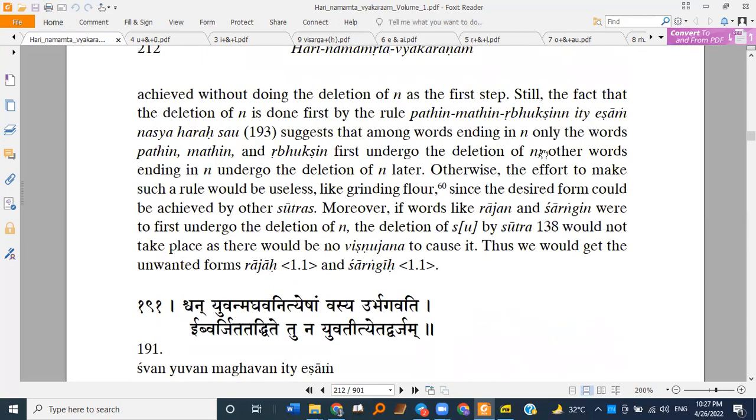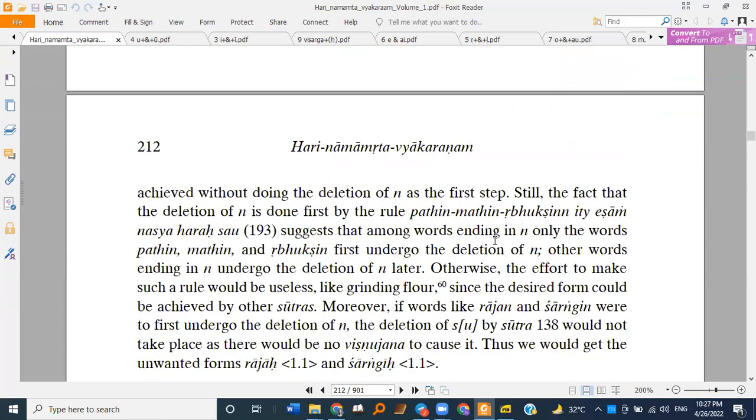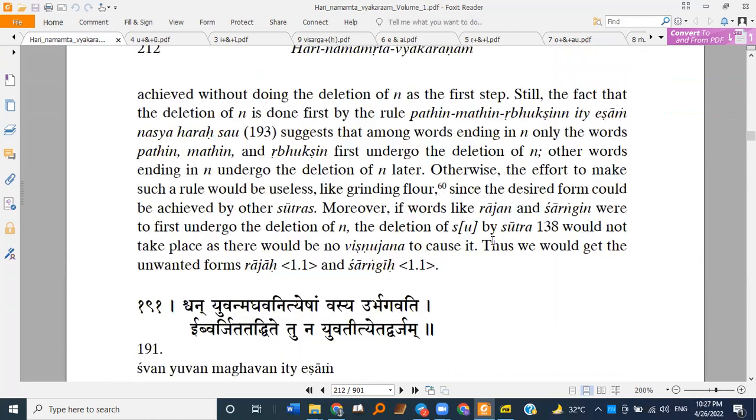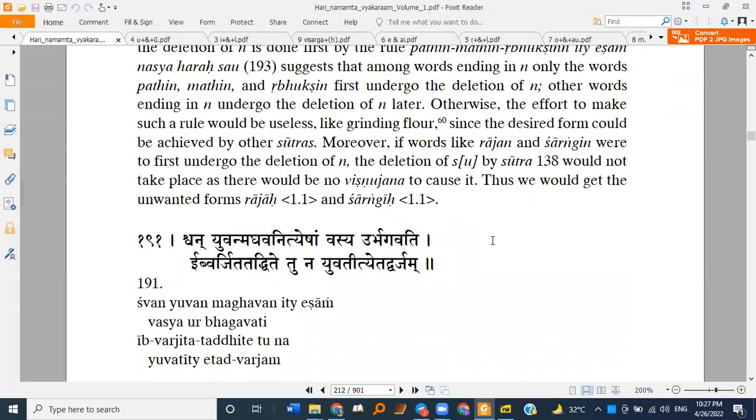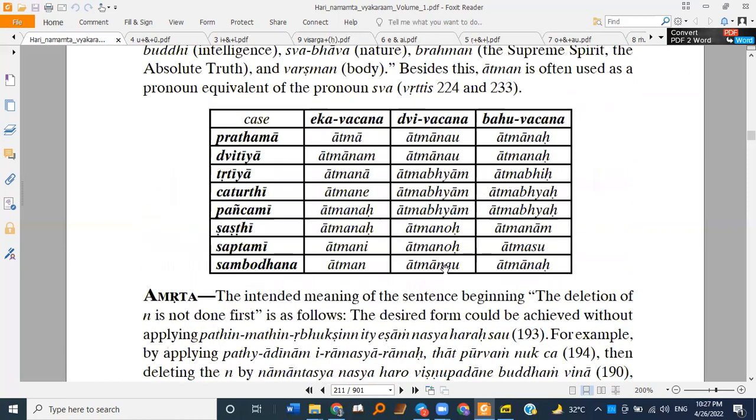So there is also another sutra, Vasor Vasya Ur Bhagavati. Then there is also Utho Vasya Ut Bhagavati. There are 3-4 sutras like this. Always complicating. So yes, Atman Shabd is done like this.